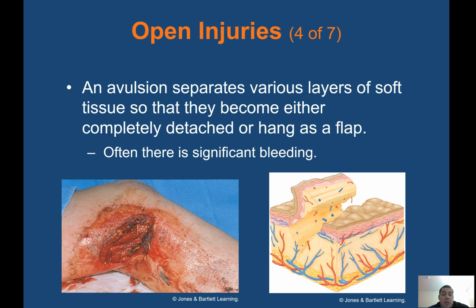Okay. An avulsion separates various layers of soft tissue so that they become either completely detached or hang as a flap. Often there is significant bleeding. It's kind of hard to tell the avulsion right here, but you can still see we have a laceration right here, and we still have some of the skin attached, and it's going to just fall back over the wound. That's what's called an avulsion.